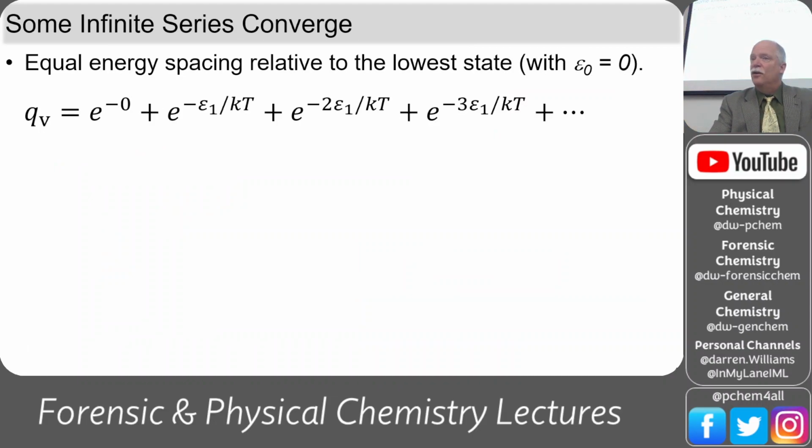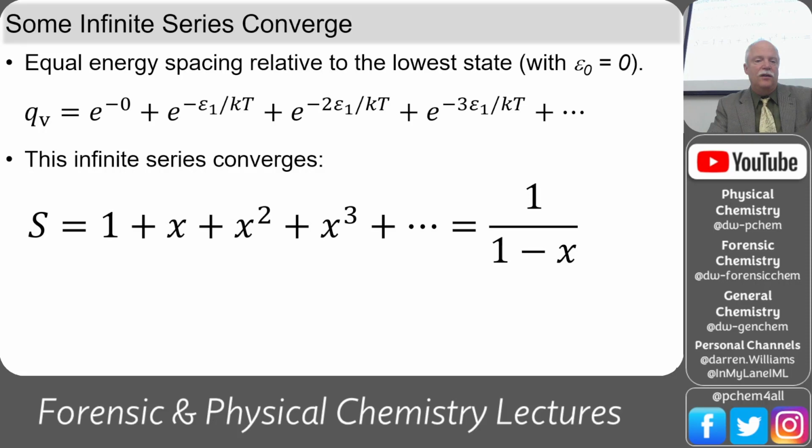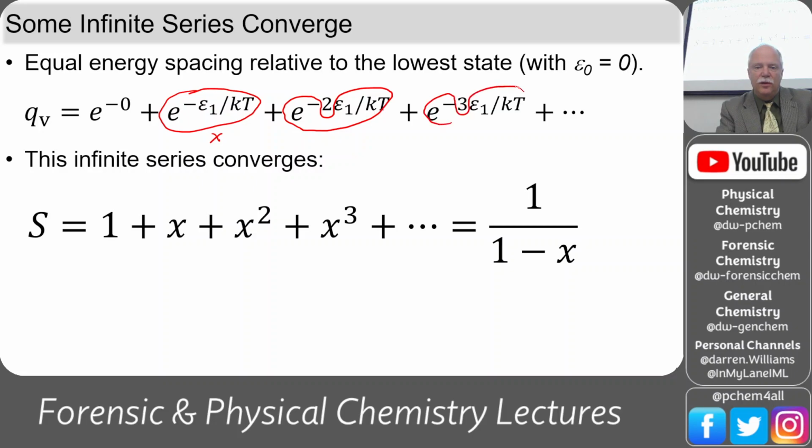Well, we're in luck, okay? Some infinite series converge, okay? And this is one of them. So if we look at this infinite sum, it looks a lot like this if we define our variables correctly. So it starts out, e to the minus 0 is 1, so that's pretty easy. If we treat this like x, then look at this. This piece right here is x squared. You see that? And this piece here is x cubed. So everything that I've circled is x.